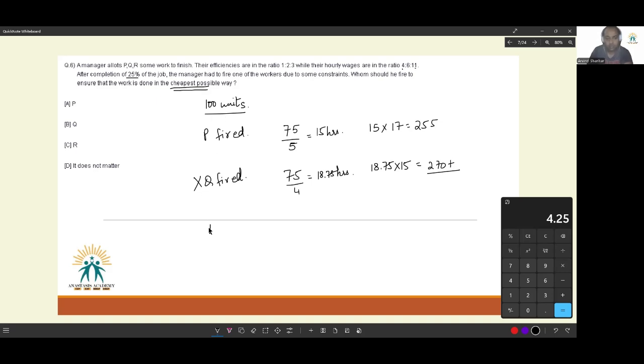Last case to check is R fired. When R is fired, 75 units of work are left, done at the rate of 3. So it will take 25 hours. And for those 25 hours, I have to pay at the rate of 4 plus 6, at the rate of 10. So 250 rupees would have to be paid. And out of these three, clearly, this is the cheapest way to do the remaining work. So who should he fire? He should fire R.